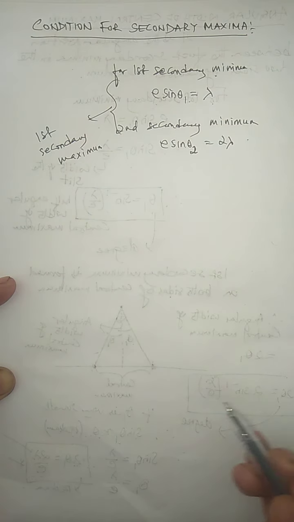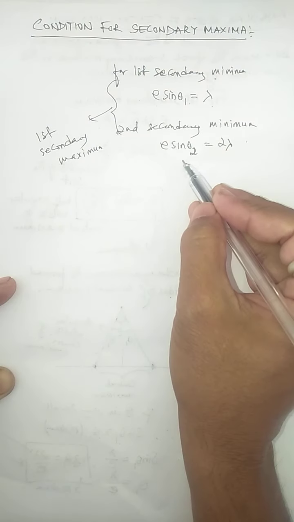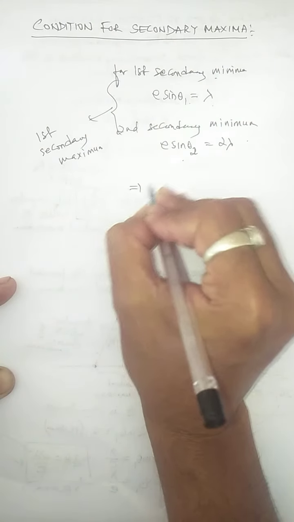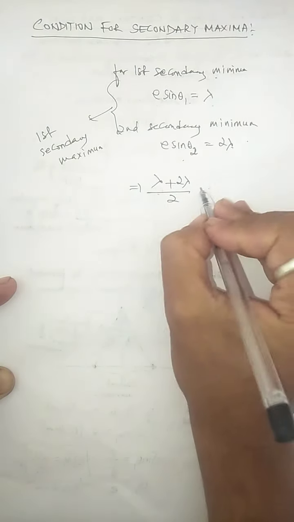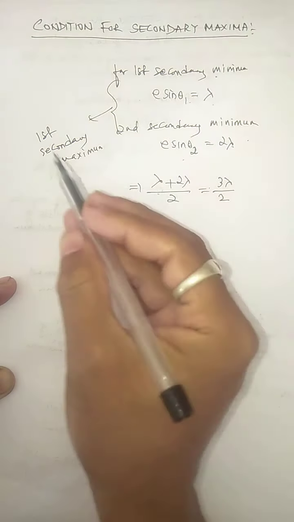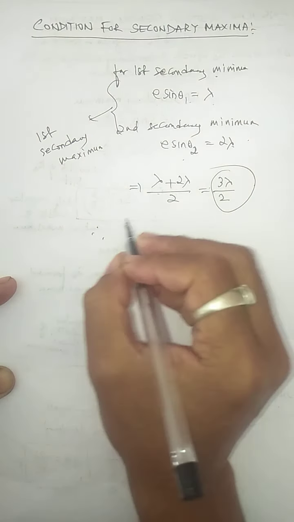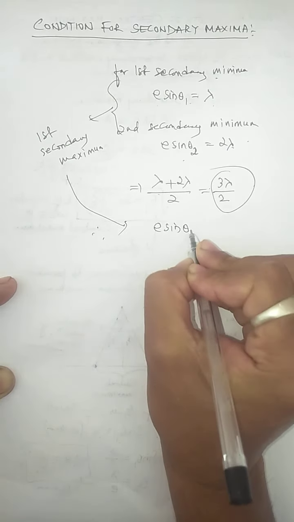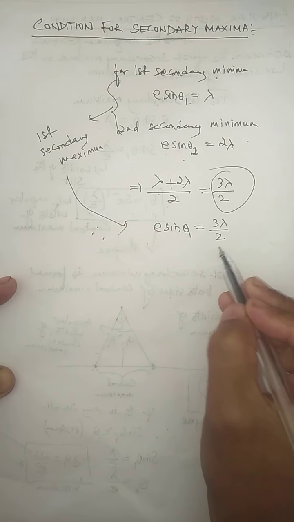So from here we can measure the path difference of the first secondary maximum. And the path difference of the first secondary maximum is the mean path difference of these two minima. So mean path difference means lambda plus 2 lambda by 2. Just add these two path differences, divide by 2, which means 3 lambda by 2. So to get the first secondary maxima, the path difference must be 3 lambda by 2. So for the first secondary maxima, e sin theta 1 must be 3 lambda by 2. Means the odd multiple of lambda by 2.